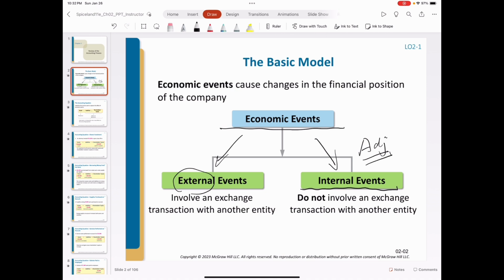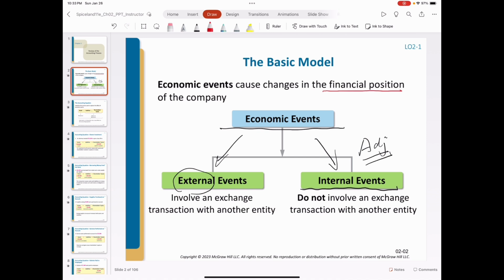This transaction or event is not as evident as external transactions. So we should identify these internal events or transactions and make the journal entries accordingly. Other examples of internal events and transactions include the amortization of intangible assets and depletion of natural resources. The reason we should identify these economic events is that these events or transactions have an impact on the company's financial position.